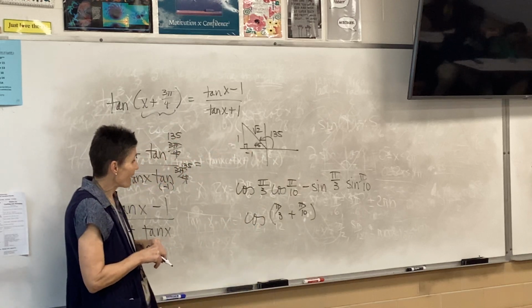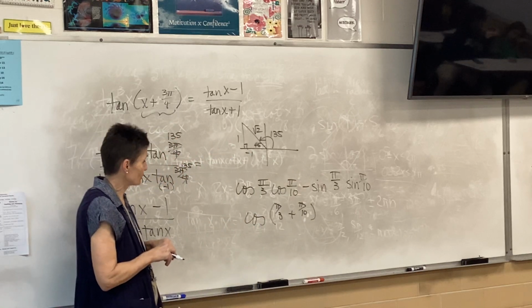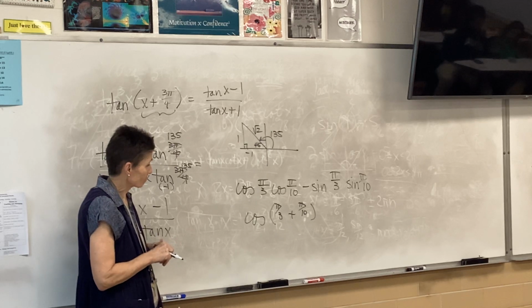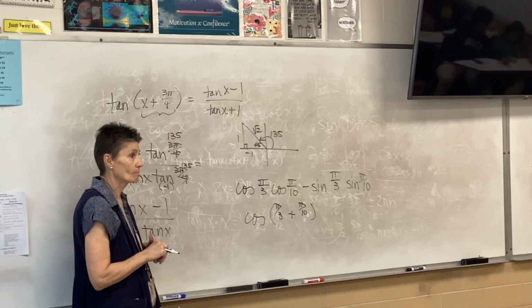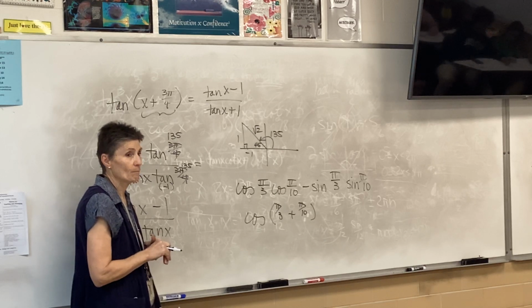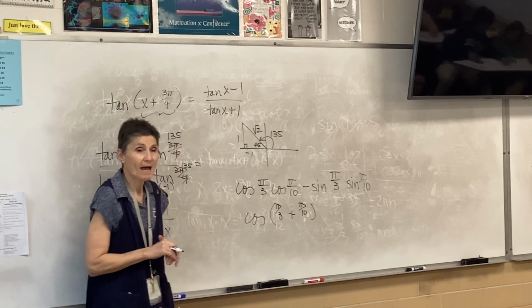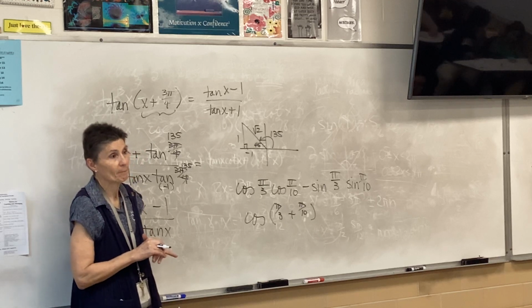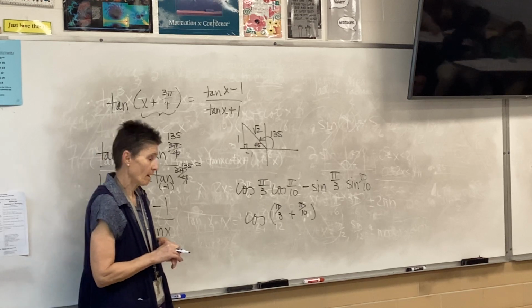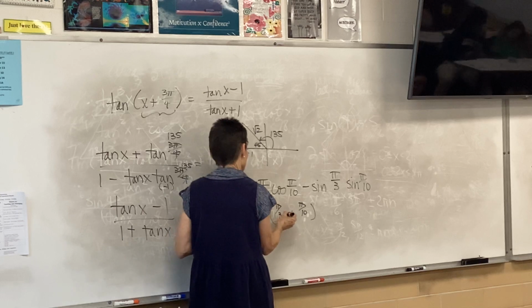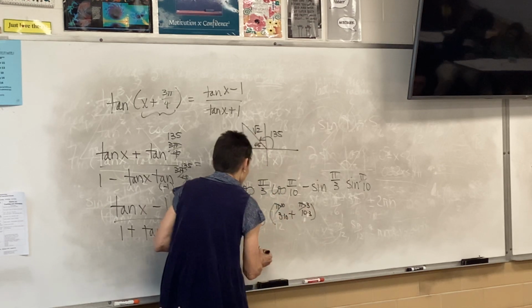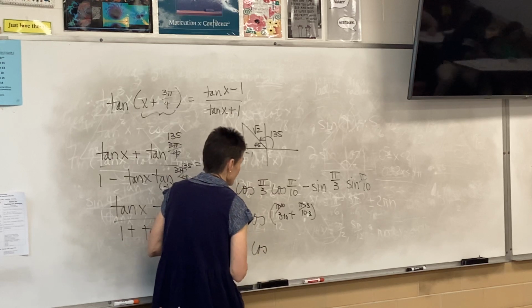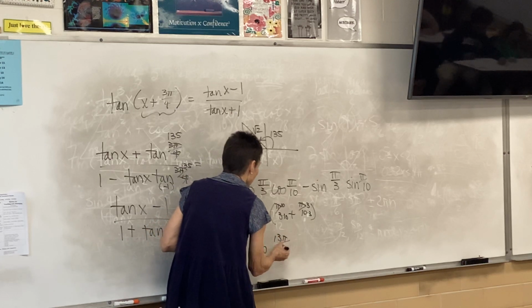So how do we add pi over 3 and pi over 10? We get a common denominator. Right. So it looks like my answer is simply the cosine of 13 pi over 30.